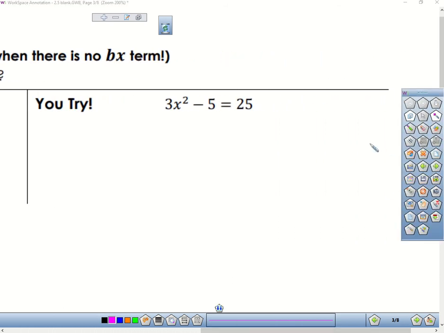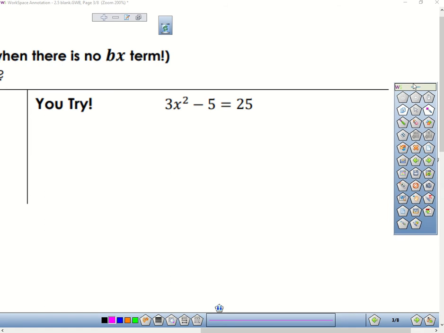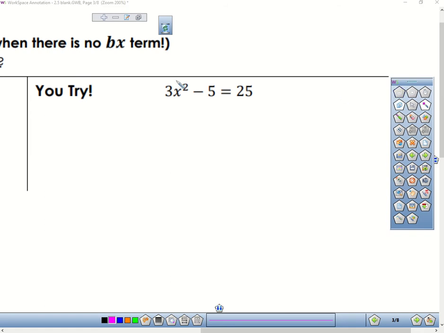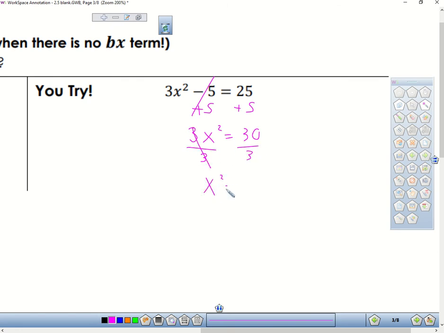So what's my first step to get x squared by itself? Good. We're going to add 5 to both sides. That gives me 3x squared is equal to 30. Then what do I do? Good. Divide by 3, which gives me x squared is equal to 10. What do I do to both sides? That leaves me with x equals plus or minus the square root of 10.